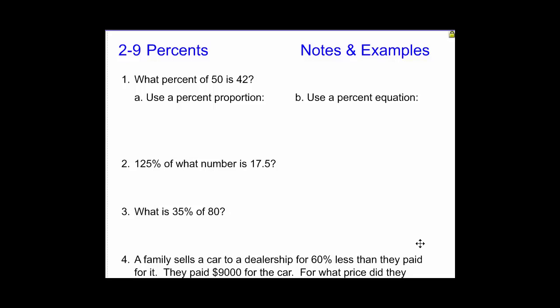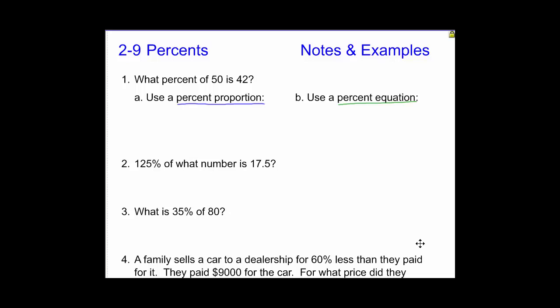Yes, I am Mr. Fuller, and today I'm going to teach you a lesson on percents from Chapter 2, Section 9. Now, when we do percent problems, there are two basic methods. One is called the percent proportion method that you see in number 1A, and the other is called the percent equation method that you see in number 1B. I'm going to show you how to use both of these methods to do these first three problems.